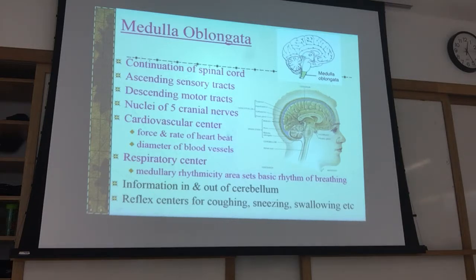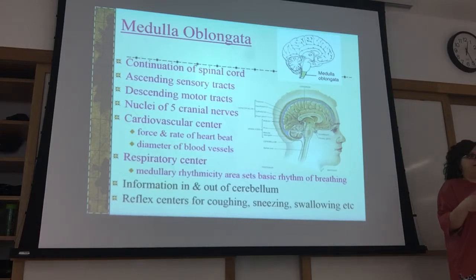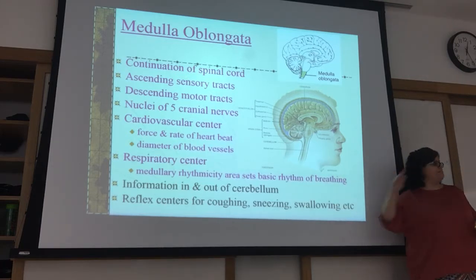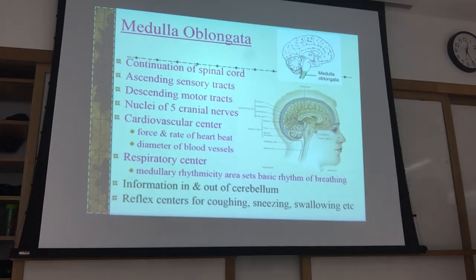So what we would think of as involuntary activities, the regulation of our heart, the beating of our heart, how fast or how slow, the rate of our breathing, how quick we're breathing or how slow we're breathing, if we're breathing at all, right? All of that is the job of the medulla oblongata to regulate.